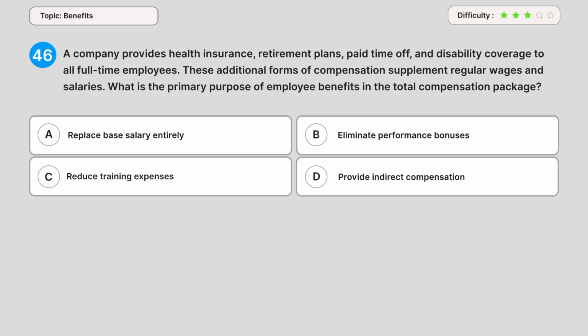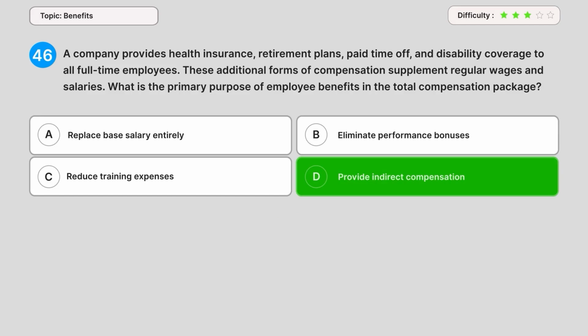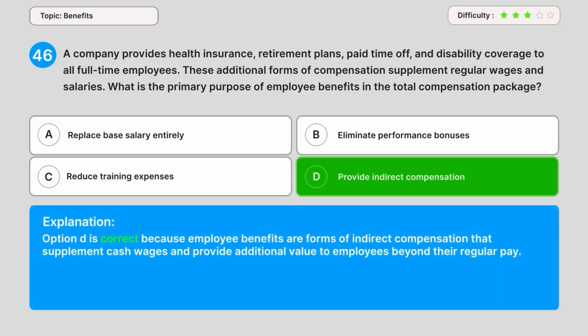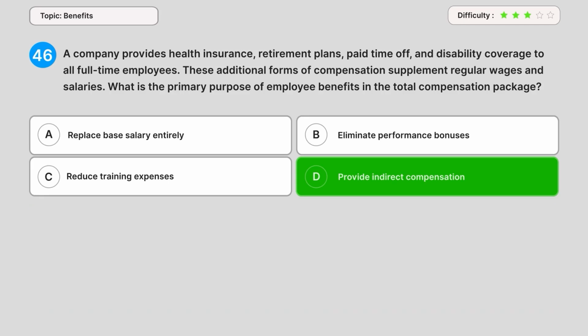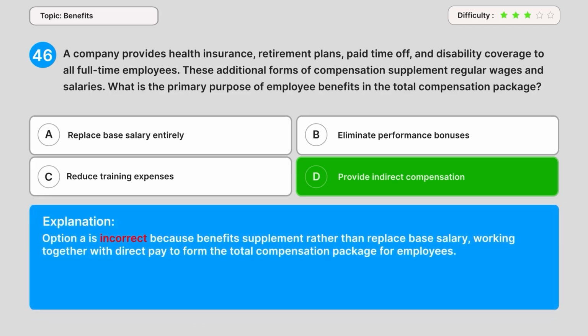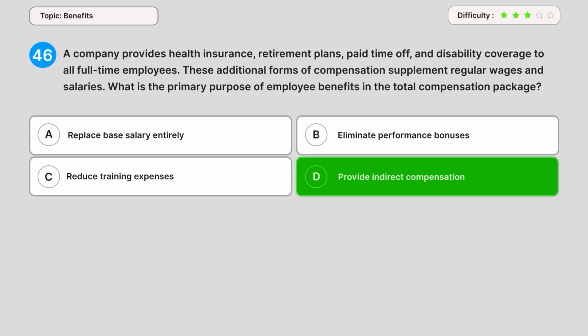Correct answer, D. Provide indirect compensation. Explanation: option D is correct because employee benefits are forms of indirect compensation that supplement cash wages and provide additional value to employees beyond their regular pay. Option A is incorrect because benefits supplement rather than replace base salary, working together with direct pay to form the total compensation package for employees.